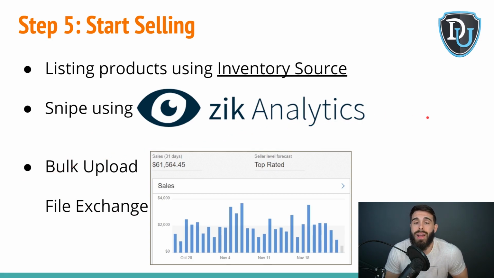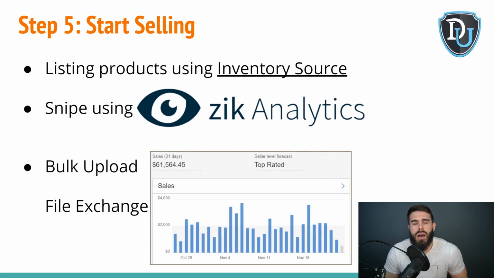So if your wholesale supplier gives you a CSV of their inventory, all you have to do is download that CSV, and you can upload that using a host of different tools, or you can just use eBay's free file exchange bulk uploader tool, and that will get you all those products set up as long as it's formatted correctly.